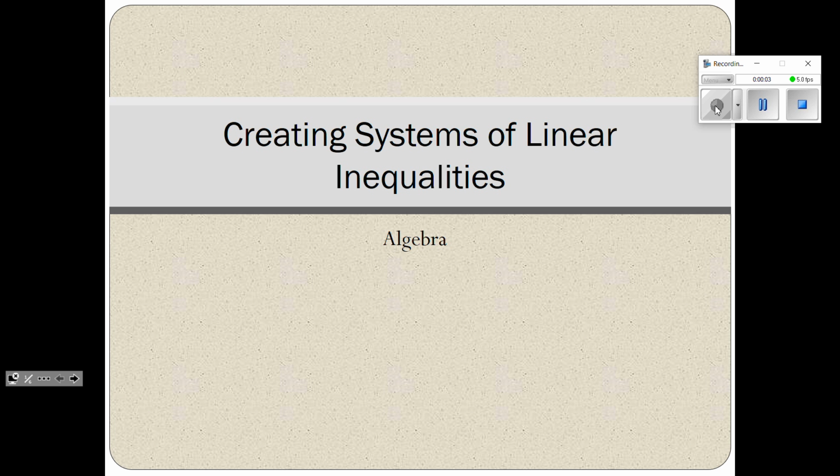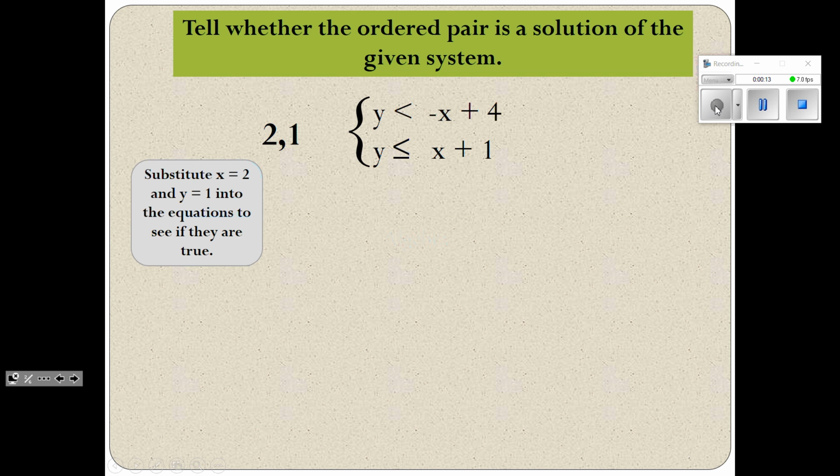In this lesson, we're going to be looking at creating or writing systems of linear inequalities. So first of all, we're just going to remind ourselves that to check to see if an ordered pair would be part of a solution, all we have to do is plug in that ordered pair to the two equations to see if they are true.